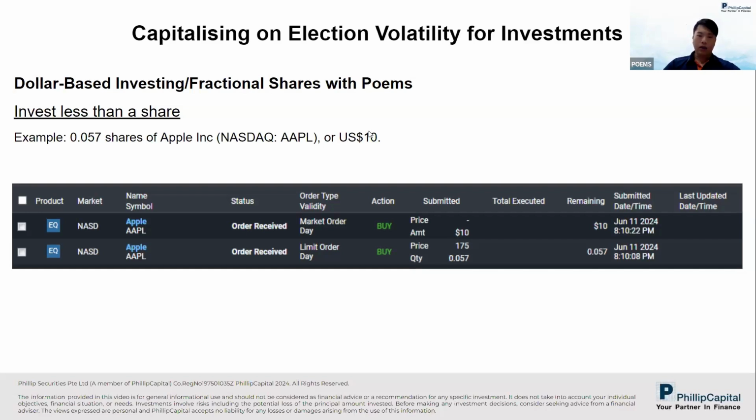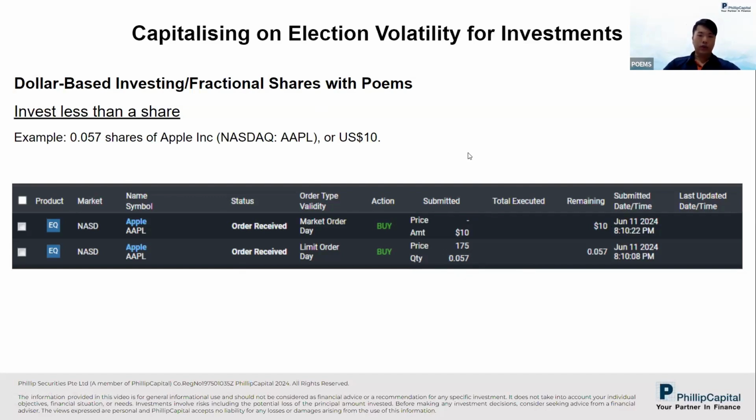You can invest as low as $1 USD, but here is just to illustrate what's going to happen if you were to place orders with the platform. Here is how it will look. You can actually place less than a share of Apple, or in dollar amount, to buy $10 worth at the market. That's how fractional share dollar-based investing works.